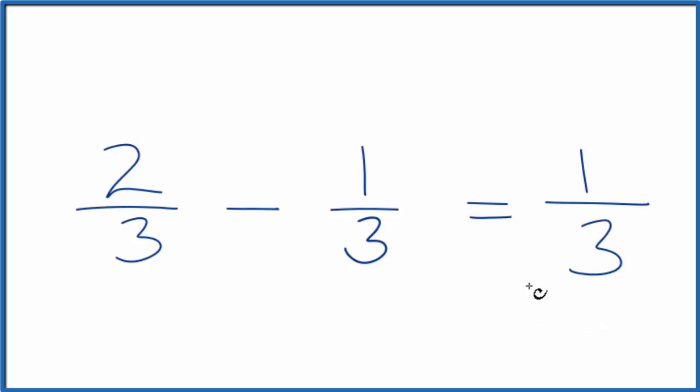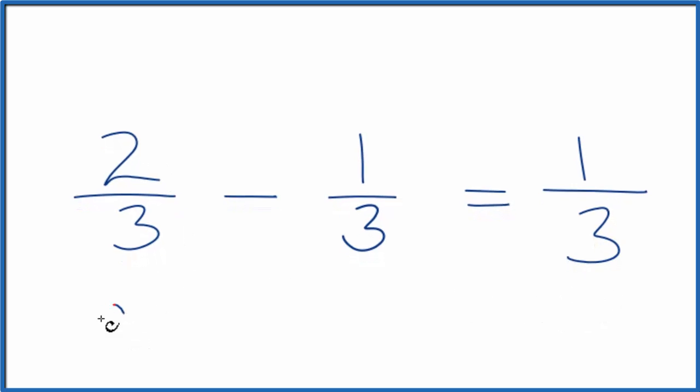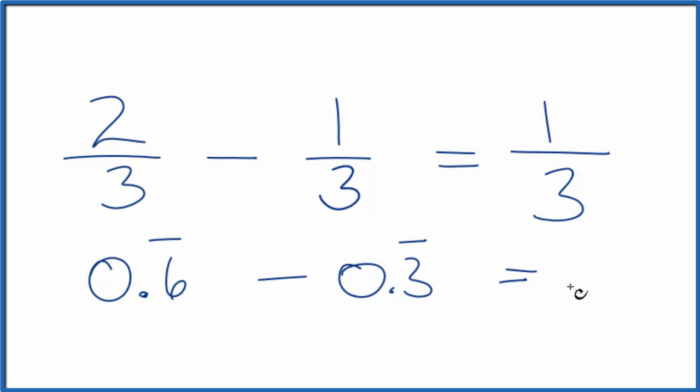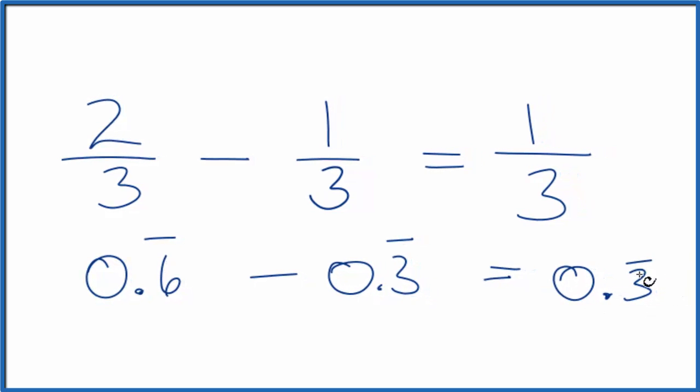If you looked at this as a decimal, 2 divided by 3 gives you 0.6, and that 6 repeats. 1/3 is 0.3, and the 3 repeats. So 0.6 minus 0.3 will give you 0.3 with the 3 repeating, which is 1/3. So either way, 2/3 minus 1/3 equals 1/3.